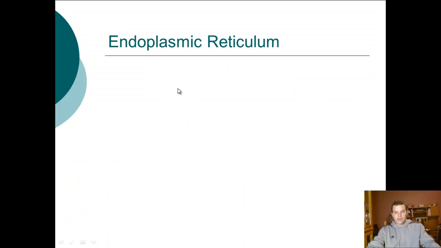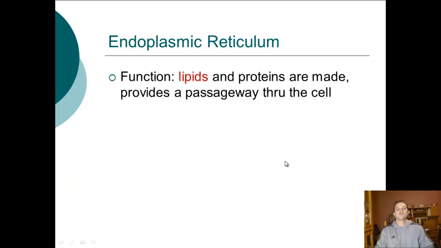Now let's move into the endoplasmic reticulum. The endoplasmic reticulum is the area where lipids are getting made. In some cases, proteins are getting made. You'll see the difference here in just a few moments. What this really does is provide a passageway for things to travel through the cell. Those things are primarily the proteins and lipids.